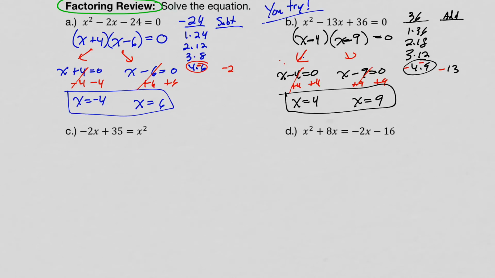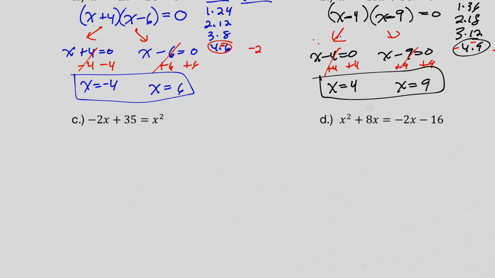So let's take a look at C. For C, we want to make it look like this: A, B, C on the same side and 0 on the other side. So what we can do is actually add 2x to this side and subtract 35 at the same time, if you want.